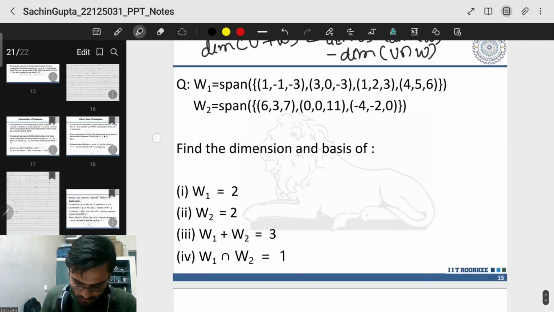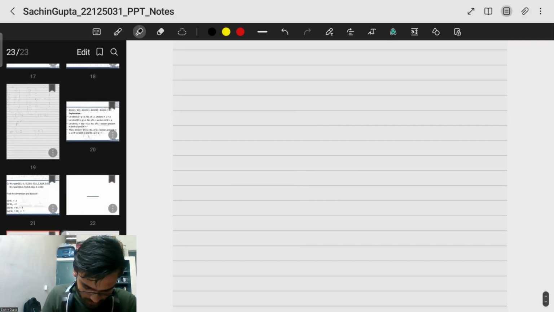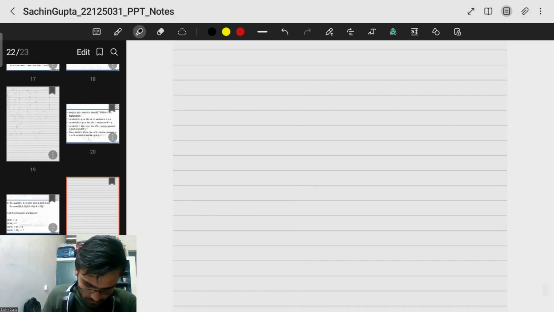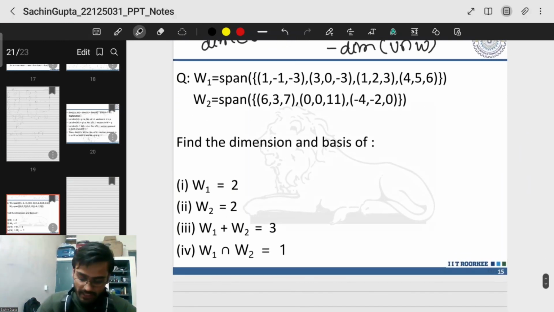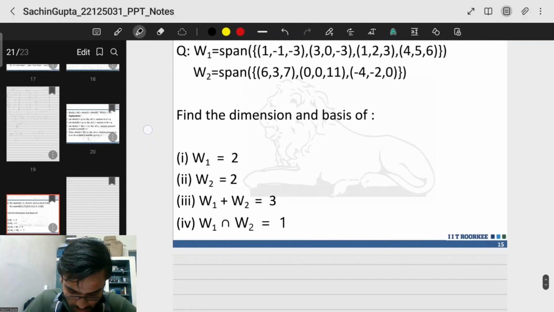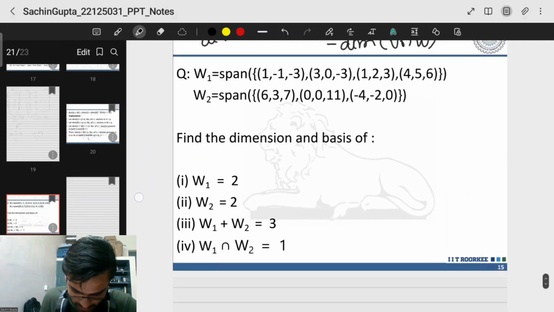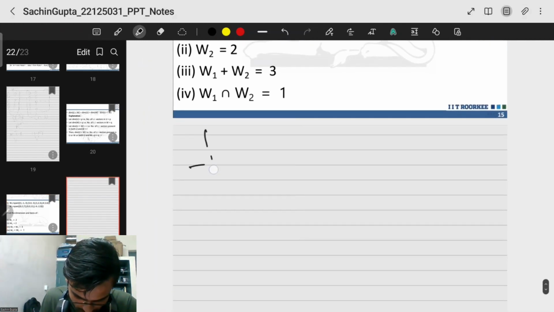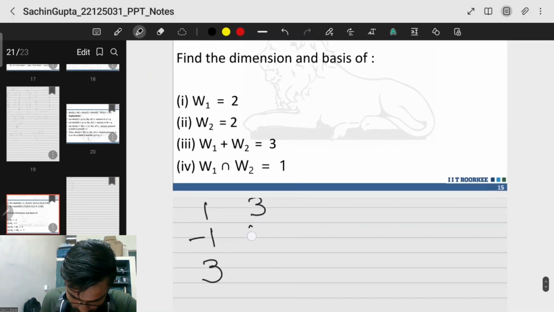Now there is one last question on the subspace, direct sum subspace. So here we have to find the dimension and basis of all those four vectors. First, W1 is equal to span of this. First we write W1 as a matrix in the matrix form: 1 minus 1 3 3 0.